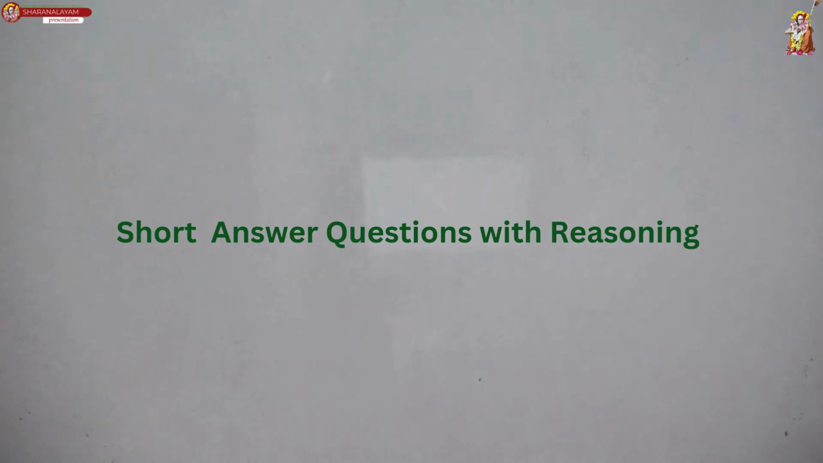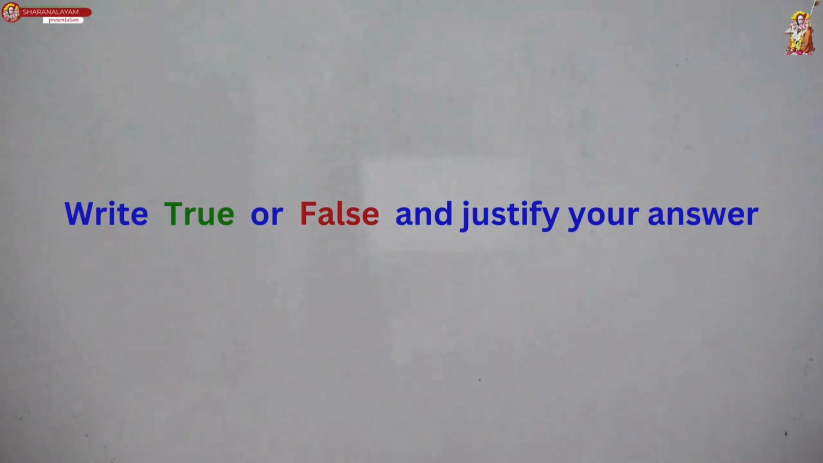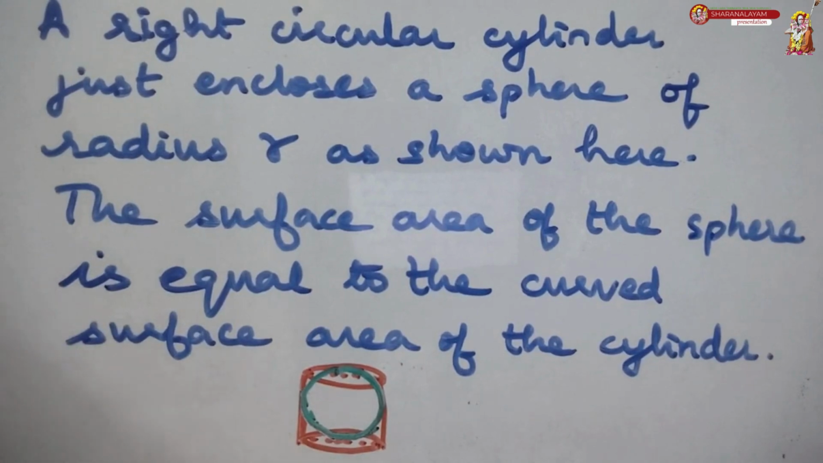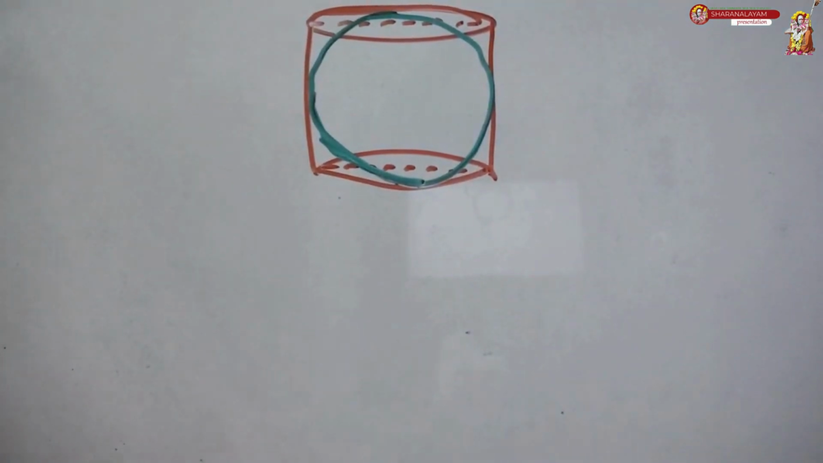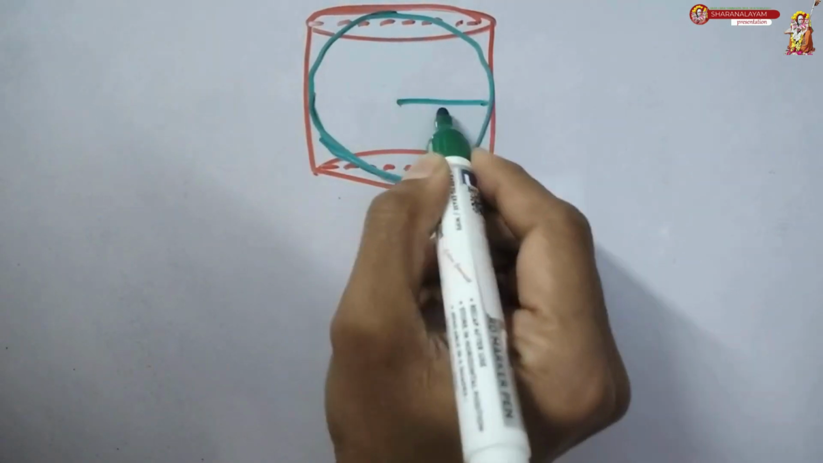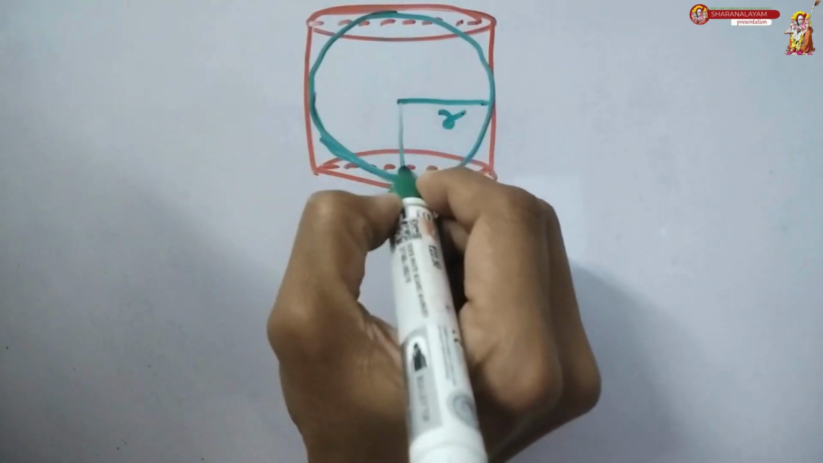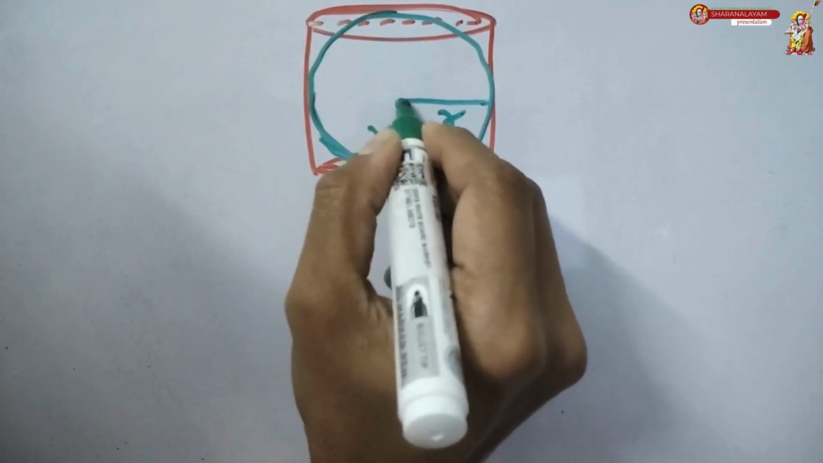Now let's go to short answer questions with reasoning. Write true or false and justify your answer. Next question. A right circular cylinder just encloses a sphere of radius r as shown here. The surface area of the sphere is equal to the curved surface area of the cylinder. True or false? See, this is the right circular cylinder. It just encloses a sphere of radius r. Here this is also radius r. So this is the sphere.